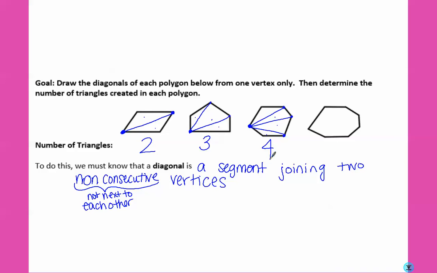Do you think you can guess how many triangles we're going to have in the last figure? Let's check. If I start here, I can't go to that one, but I can go to one, and another one, and another one, and this one, and then I can't connect to that one. So I have 1, 2, 3, 4, 5.